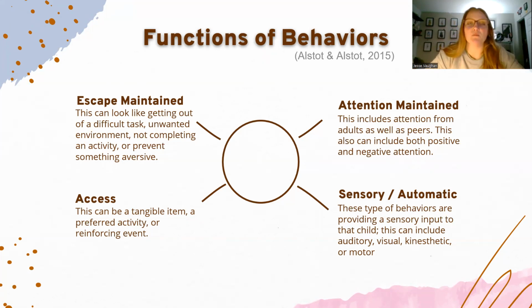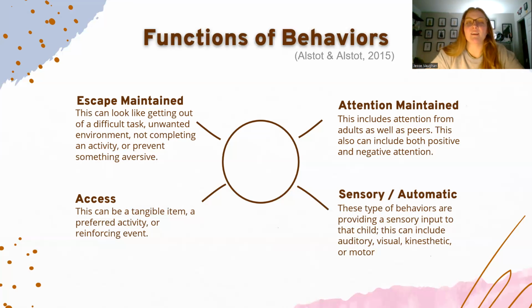4 different functions are most commonly accepted, and that would be escape maintained, access maintained, attention, and sensory or automatic. Quickly, just to touch base on these, escape maintained, this could look like getting out of a difficult task, not completing an activity, escaping to prevent something aversive. This could be a child screaming to be able to leave the classroom and go to the hallway because they don't particularly want to be in the classroom, or it's not an enjoyable environment for them.